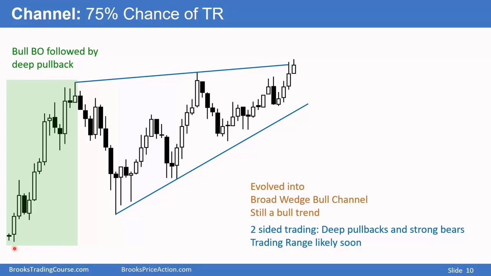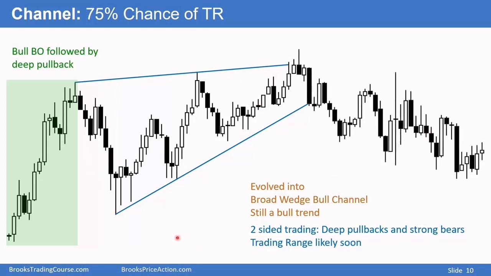range. Remember the market cycle: you get a very strong breakout, a bull trend, and then a pullback, and then a channel, and the channel usually evolves into a trading range. A channel is usually the first leg of what will become a trading range. Even though it's still part of the bull trend, it usually ends up part of a trading range, as it did here.